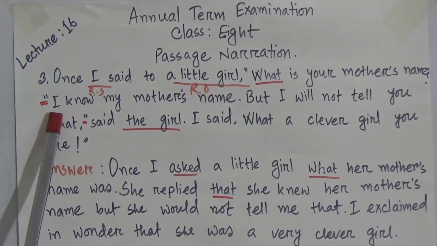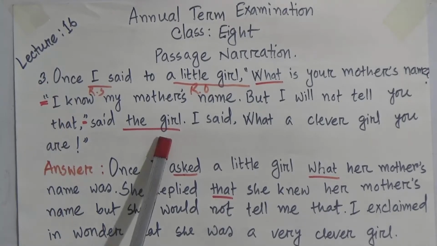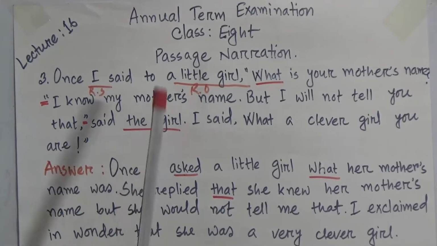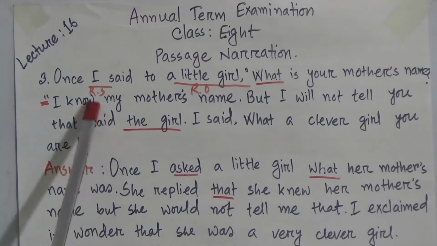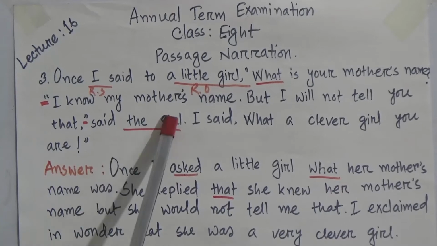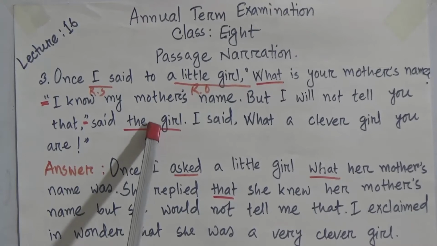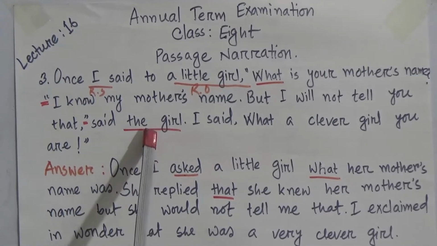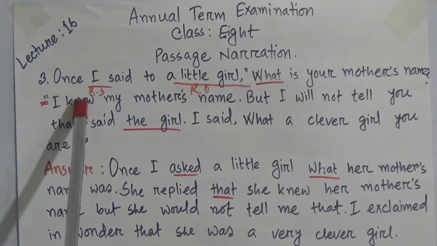replied that I, who is the speaker here? The little girl. So I would be changed according to the subject. Said the little girl. That means the reporting verb's subject is the little girl. So I is first person, and it would be changed according to the little girl. What is the pronoun of the little girl? She. So the answer would be she know. Know would be converted into the past form, knew.